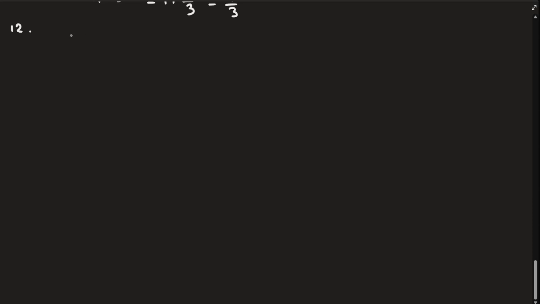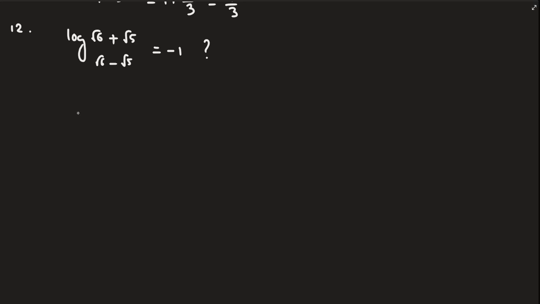Log of root 6 plus root 5, base is root 6 minus root 5. What is its value? Its value is minus 1.